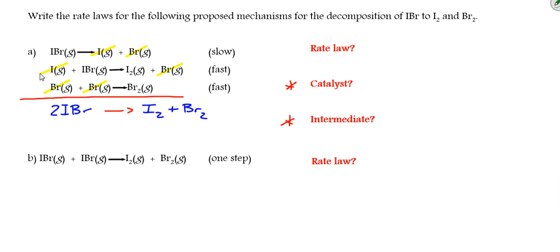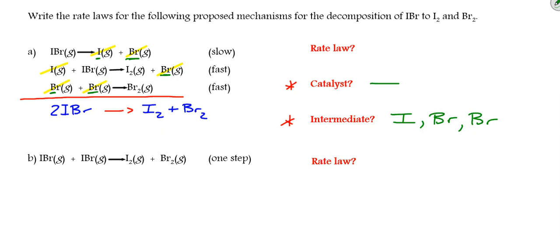So I is crossed out right here, and it was created, then consumed. So that must be an intermediate. Okay? The second one, Br, was produced, then consumed. So Br is an intermediate. Lastly, I take a look at that other Br, and that other Br was produced, then also consumed. So that is an intermediate. So there are no catalysts in this reaction.